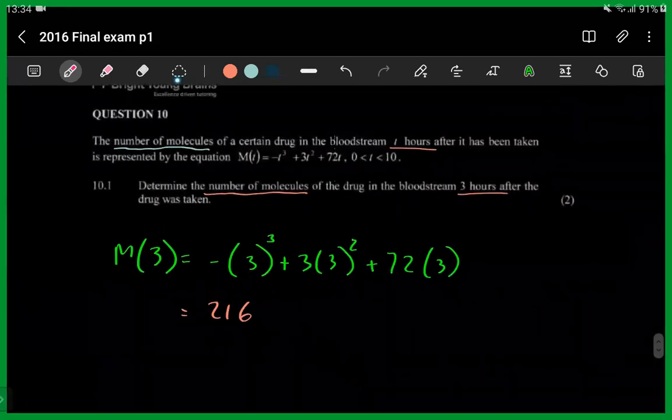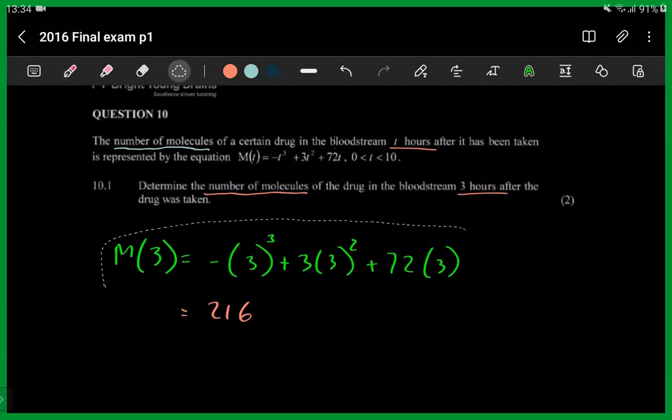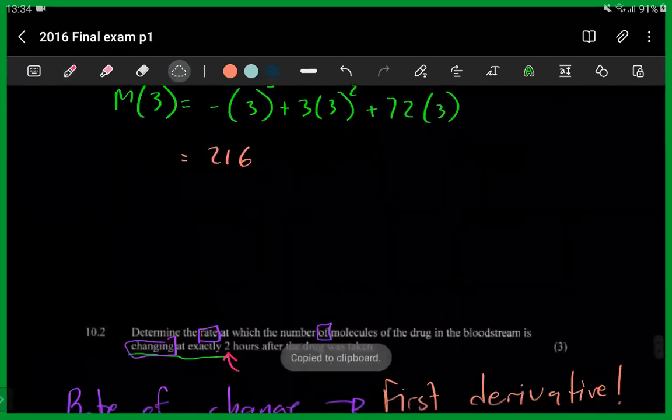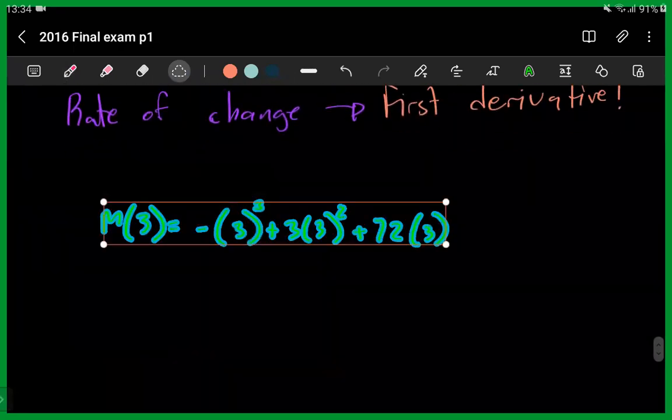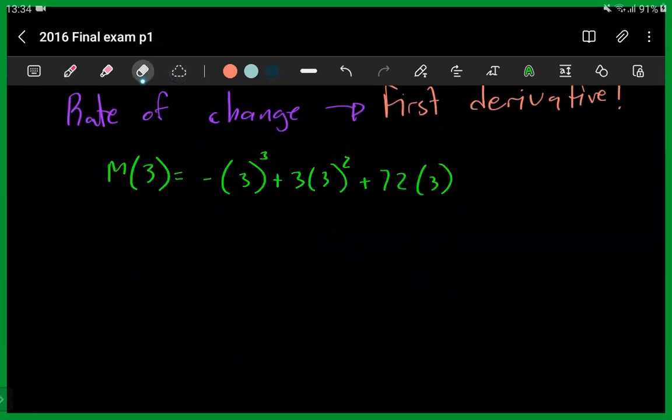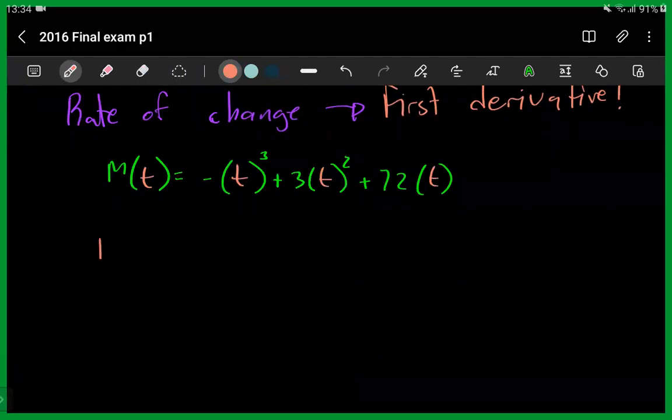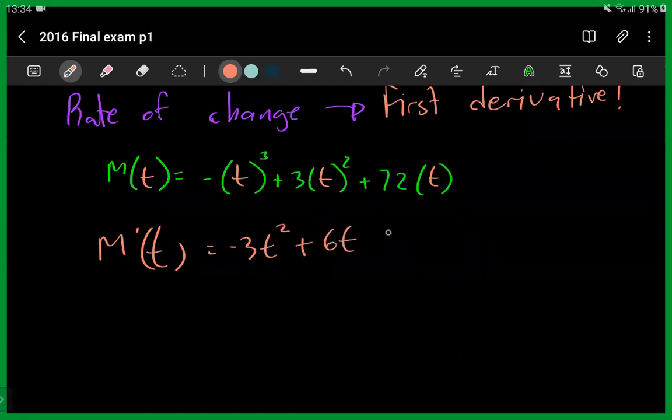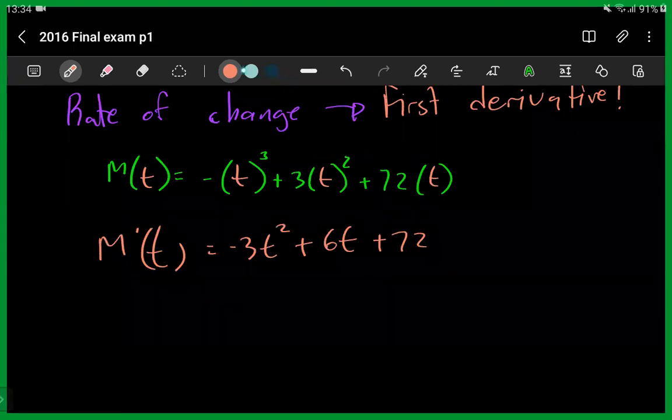So your equation of M, we have to differentiate it. I just want to put T where the 3 is, and then we'll differentiate it. So this is our original equation, and we need to differentiate it. The first derivative of this equation is going to look like this: negative 3t squared, positive 6t plus 72. Do you see it? Yes. So with this being said, we need to put a 3 where t is.